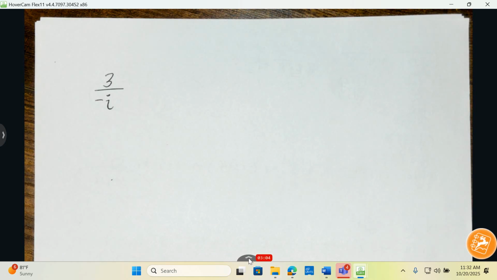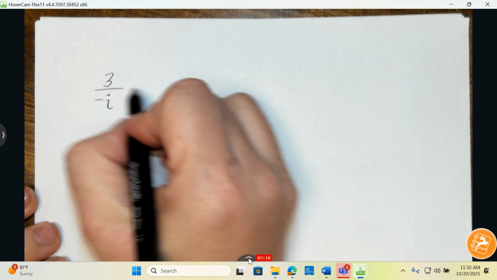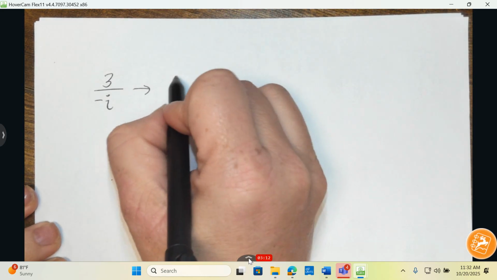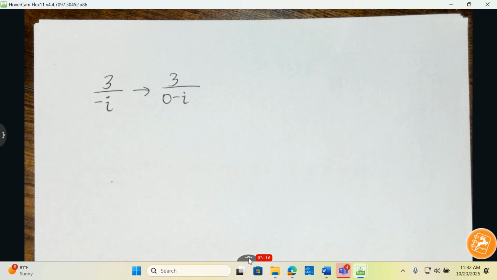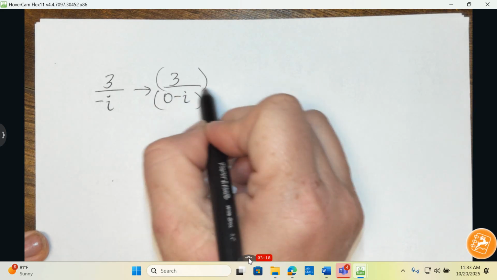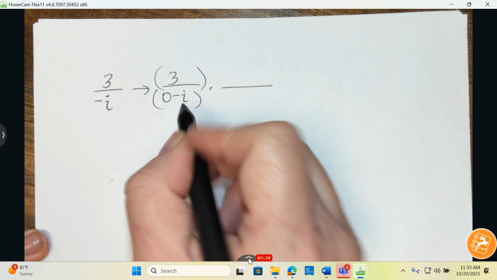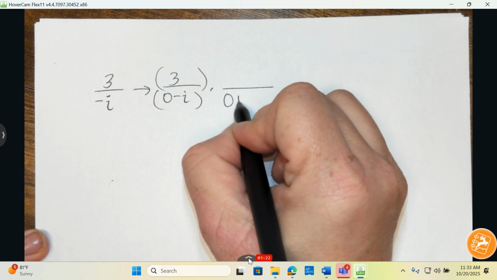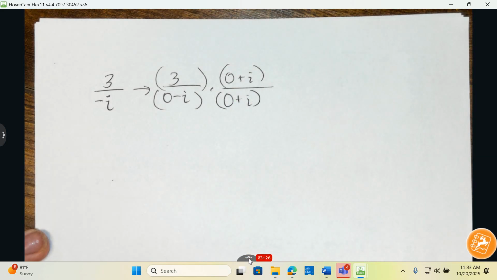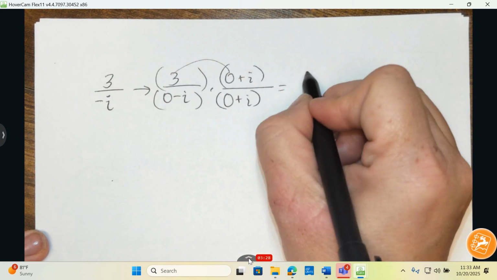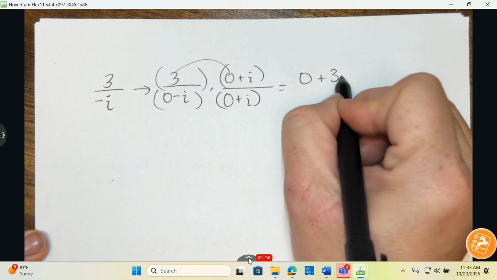Okay, let's take a look at number 15. Now 15 is different than 14, but if it helps you, you could always write this in this form. 3 over, there's no real portion here. So if you want to, you could write it in this form, and now we can multiply by the conjugate of this. So I'm going to do 0 plus i and 0 plus i. Okay, on top I have 3 times 0 is 0, plus 3i.